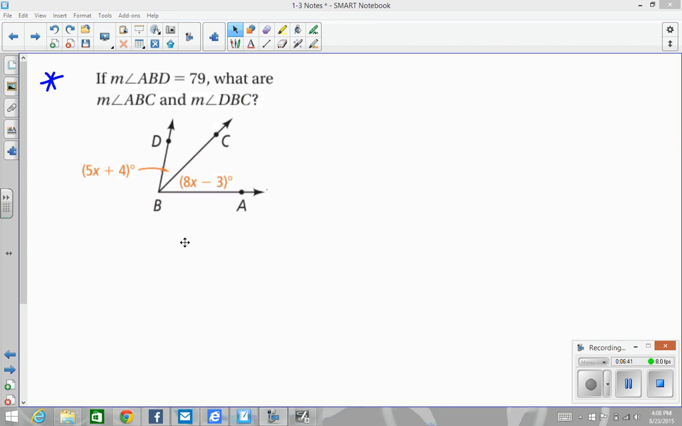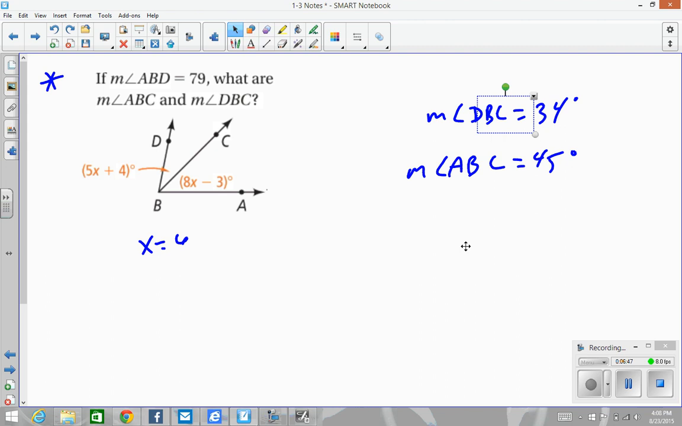So now that you've done this problem, you should be getting x equal to 6 when you solved it, and you should have gotten your angles where angle DBC was equal to 34 degrees and angle ABC was equal to 45 degrees. If you don't have these right, you'll need to make sure you ask questions when you come into class the next day. If you got these right, then you're great and you're in good shape. But remember, if all you have is this, I'm not going to give you credit for what you've done. You've got to have all the notes and all the work.